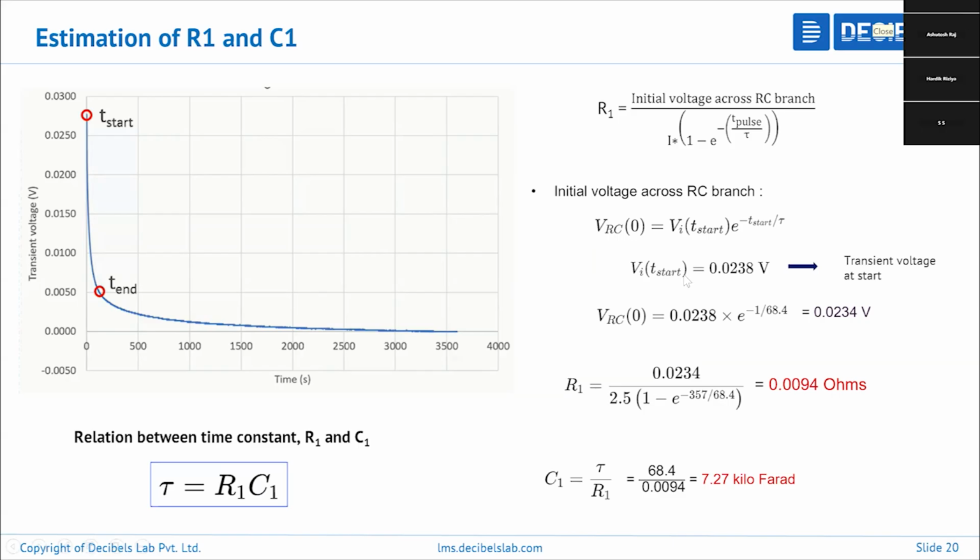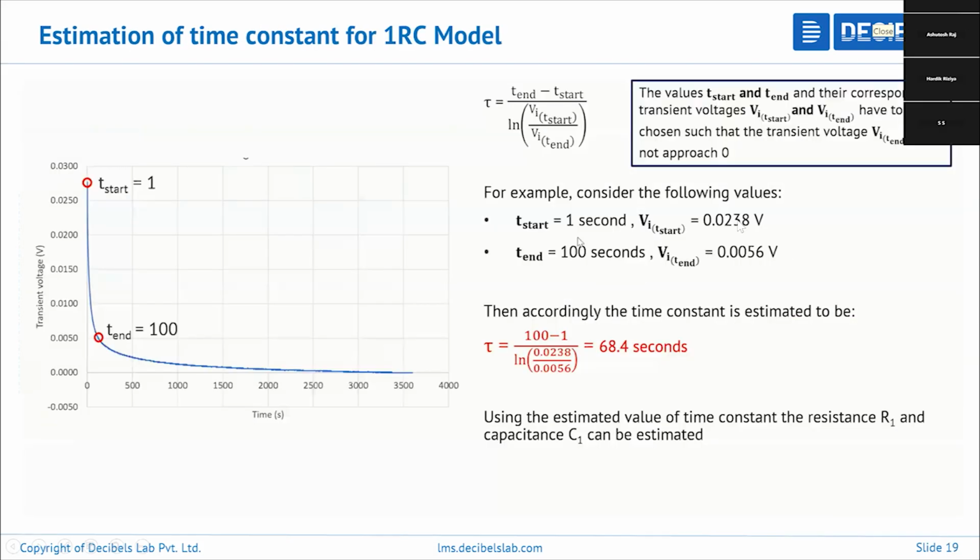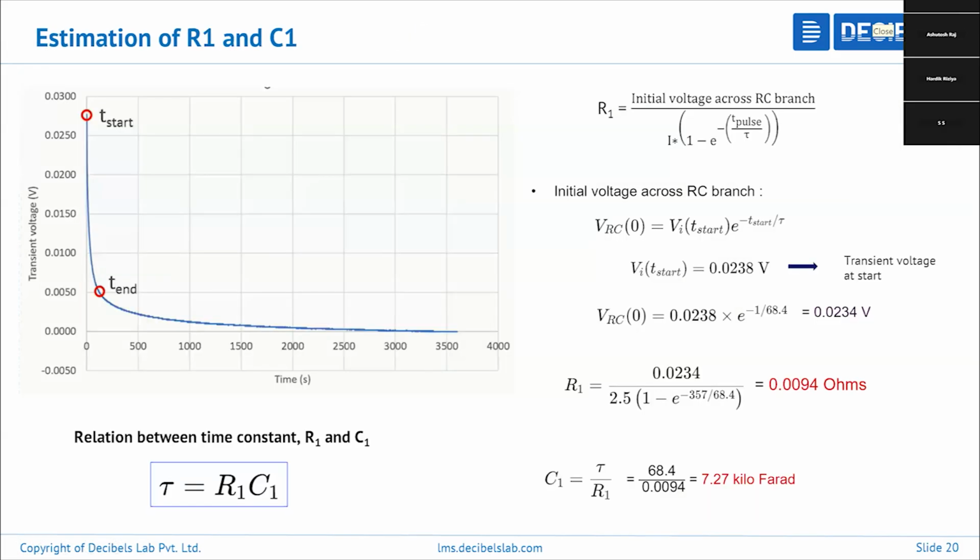So that VRC, the initial voltage across it, will be the same as when the transient started, because a capacitor doesn't allow sudden changes in voltage. When you start with rest conditions, whatever the capacitor voltage was earlier will be the same. So based upon that, we have already calculated the VI: 0.0238 volts was there when the transient started. So we utilize that transient voltage to calculate R1.